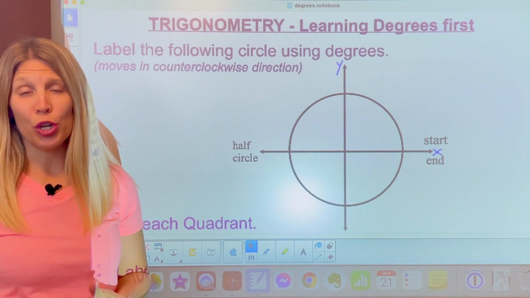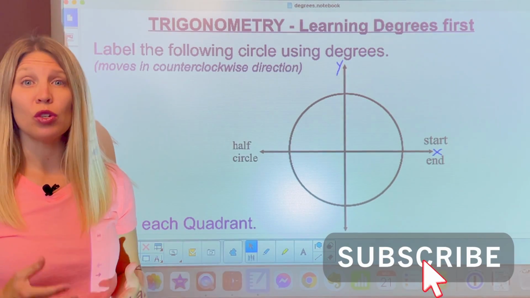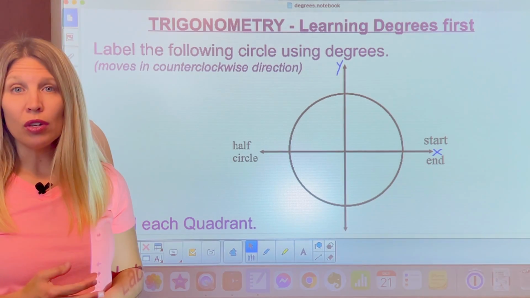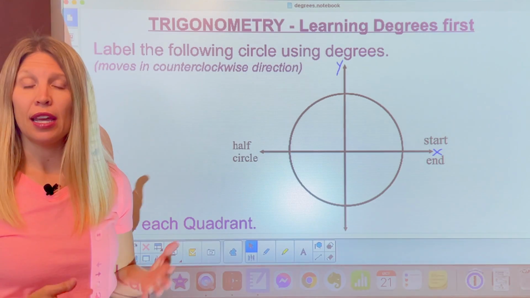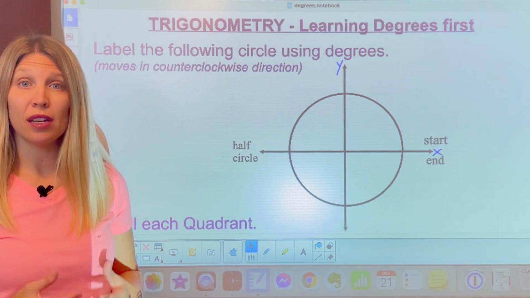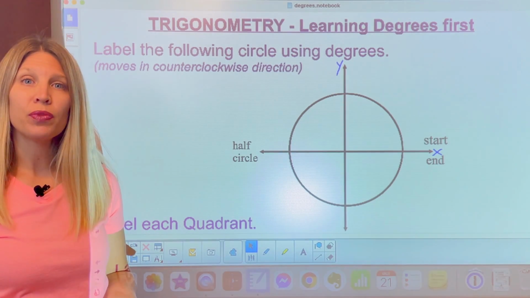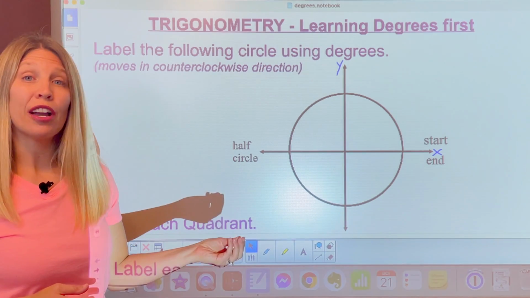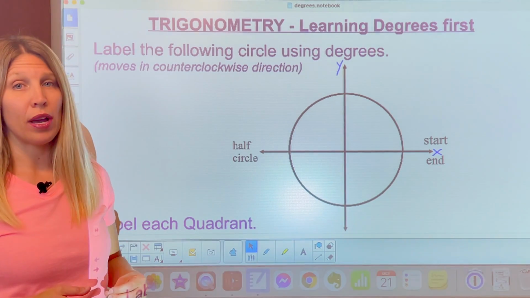I understand when you're learning trigonometry, it can seem a little difficult. So let's start with things that we already know. We already know about a circle and we already know about our XY plane. And that's where we're going to start with trigonometry. We're going to start with using degrees because that's a unit we're familiar with. Now, when we're doing the circle on the XY plane, we're actually going to work in a counterclockwise manner.